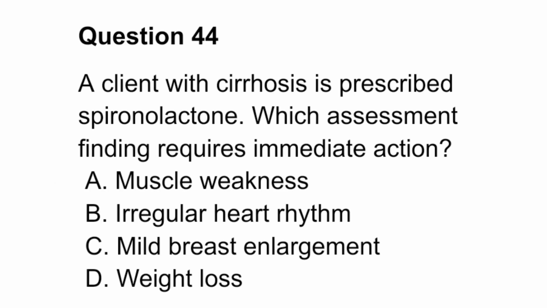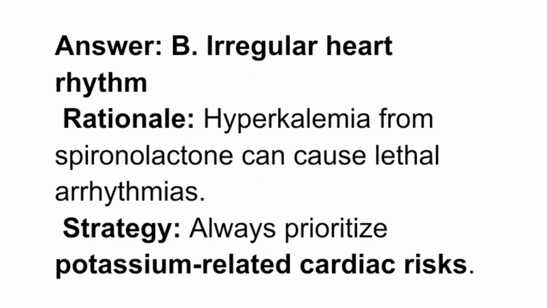Question 44. A client with cirrhosis is prescribed spironolactone. Which assessment finding requires immediate action? A. Muscle weakness. B. Irregular heart rhythm. C. Mild breast enlargement. D. Weight loss. Answer: B. Irregular heart rhythm. Rationale: hyperkalemia from spironolactone can cause lethal arrhythmias. Strategy: always prioritize potassium-related cardiac risks.